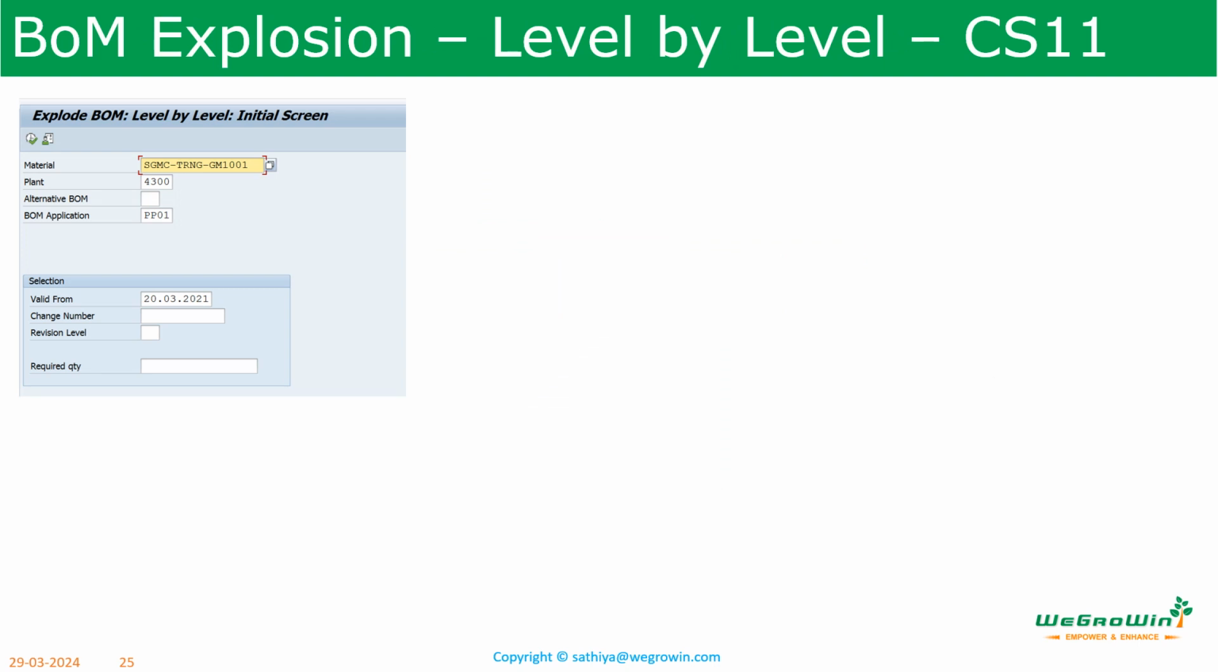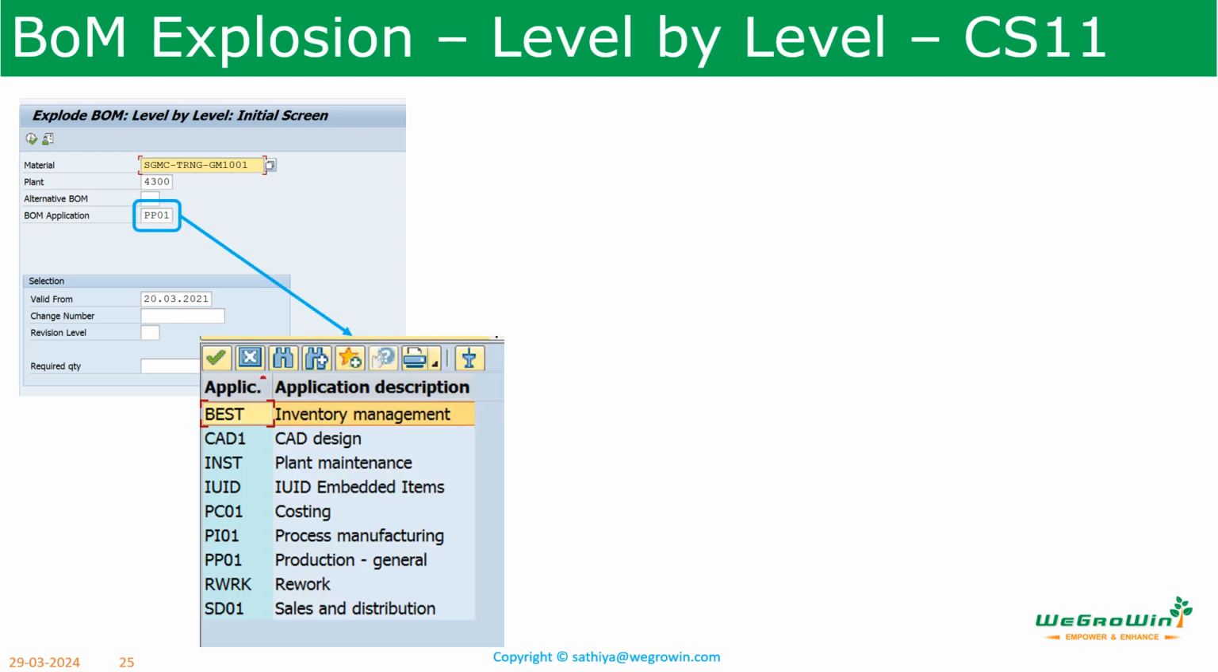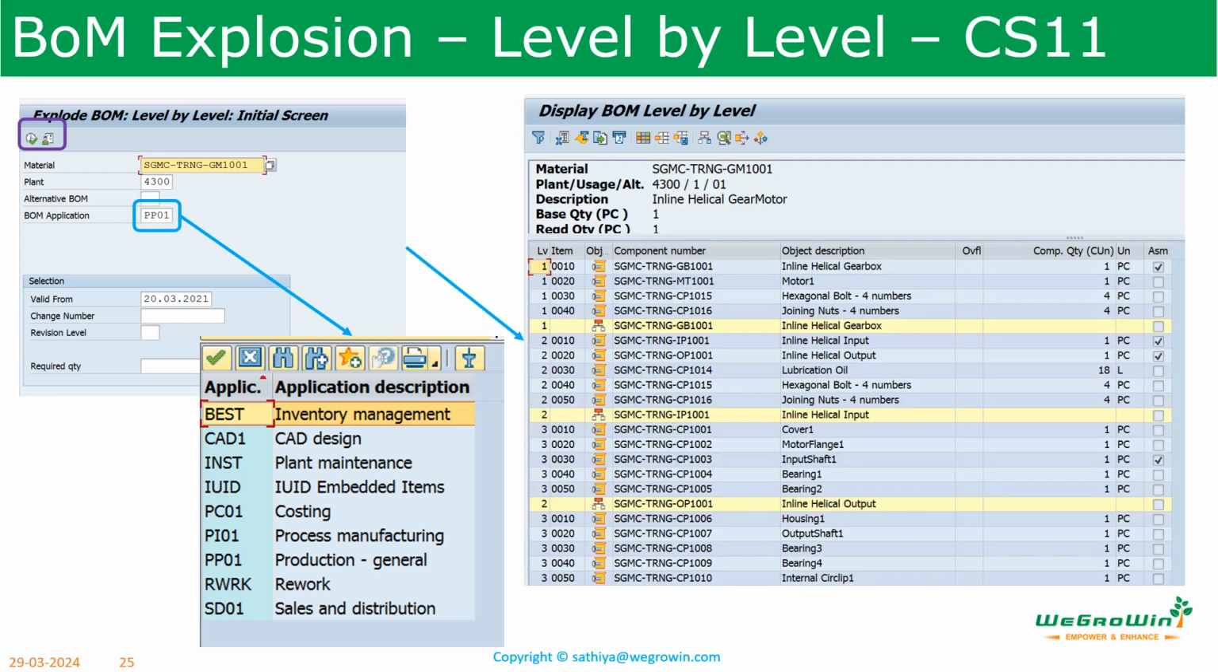In SAP, we can see level by level BOM using the transaction code called CS11. After entering this transaction, here we will enter the material, the plant, and BOM application as PP01. There are different applications for BOM. Here we are seeing it for the production planning purpose, so we will enter PP01 production general and then execute the transaction. We get the output here.